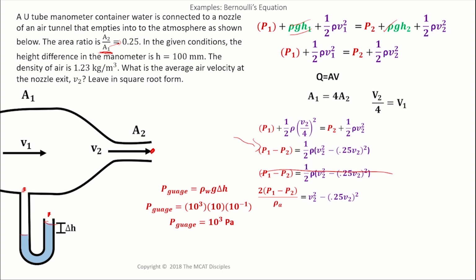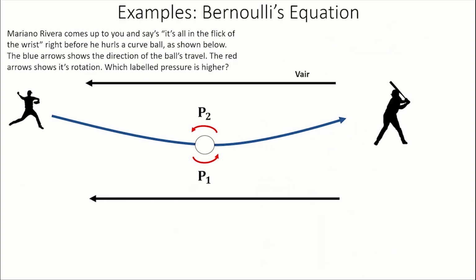Okay, now we know what P1 minus P2 is. Now we just solve for V2. After some mathematics, you can find V2 is equal to 41.64 meters per second. Not too bad.